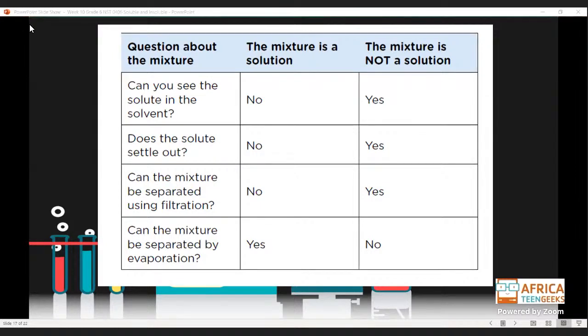So here is a nice table that you can have a look at. We have questions about the mixture, and then we see whether the mixture is a solution or not. If you can see the solute in the solvent, if you can see the salt in the water, for example, then it is a solution. If you cannot see it, it's not a solution.